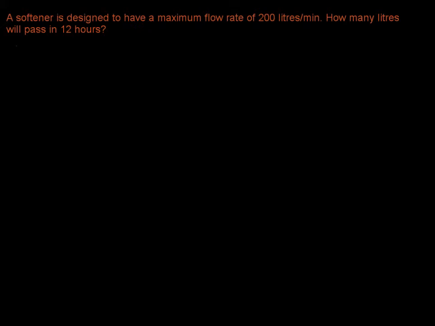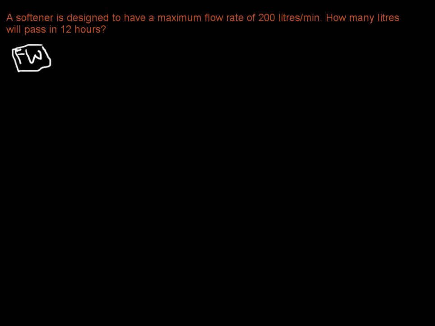So let's look at a quick rates example that was given at the end of the last lecture. The question goes as such. A softener is designed to have a maximum flow rate of 200 liters per minute. How many liters will pass in 12 hours? This is a well-structured question to really grasp the idea of ratios and rates. There are multiple ways of doing this.